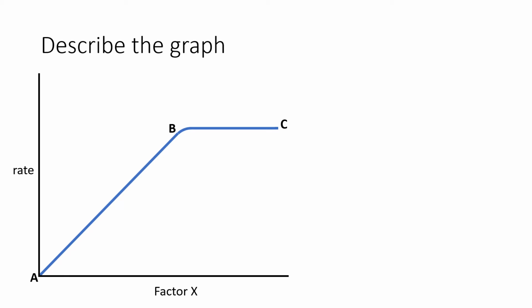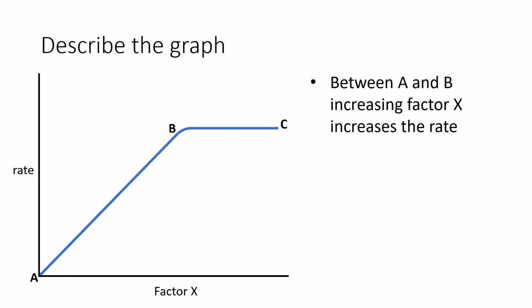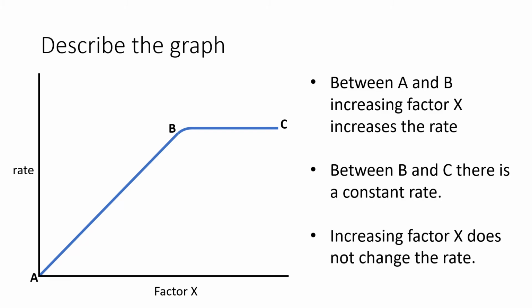So when we're describing the graph, there are two separate sections to the blue line on the graph. There's part A to B and part B to C. So we talk about them separately. And we simply talk about as we increase factor X between points A and B, we increase the rate. However, when we increase factor X between points B and C, the rate remains constant. Now, we haven't done any explanation as to why that's happening because the question is asking us to describe, which means what is happening.